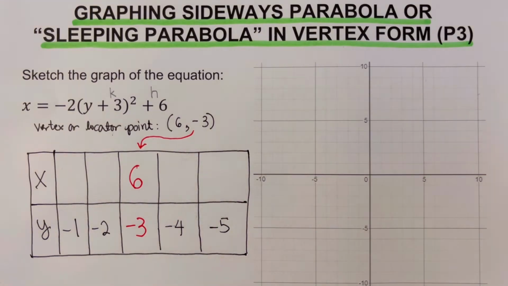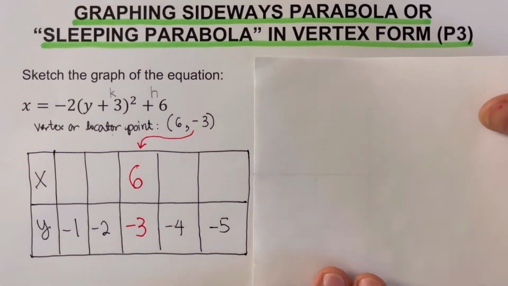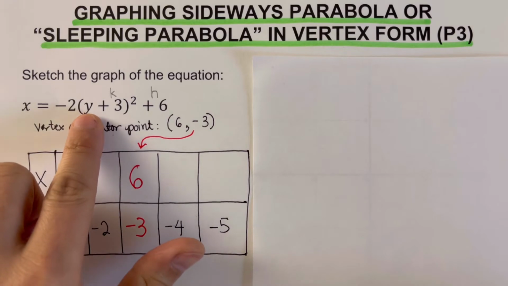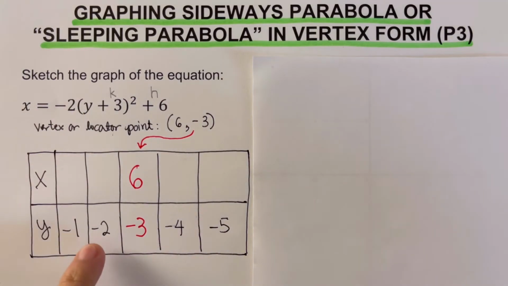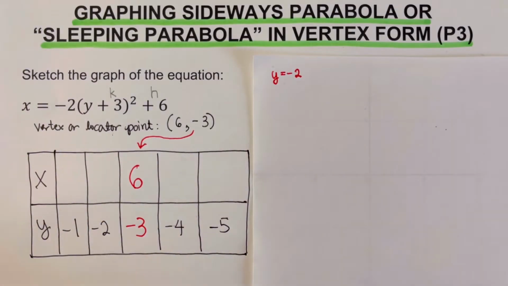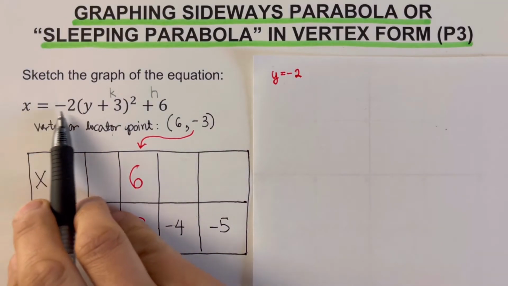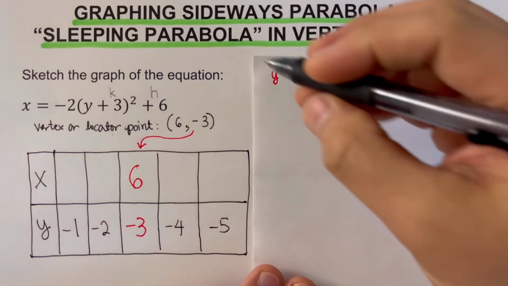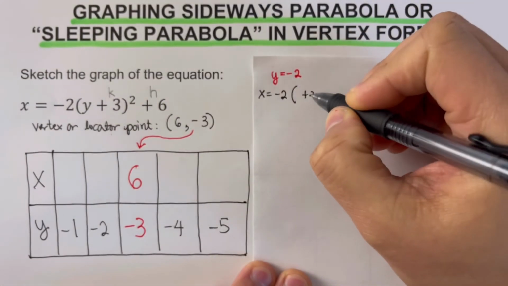Our next task is to determine the value of x. So what we are going to do is use the value of y that we have right here and plug it into the equation and solve for x. So let's say our y is negative 2. We're going to rewrite this equation, but instead of y, we're going to put in the negative 2. So this is how the equation is going to look.